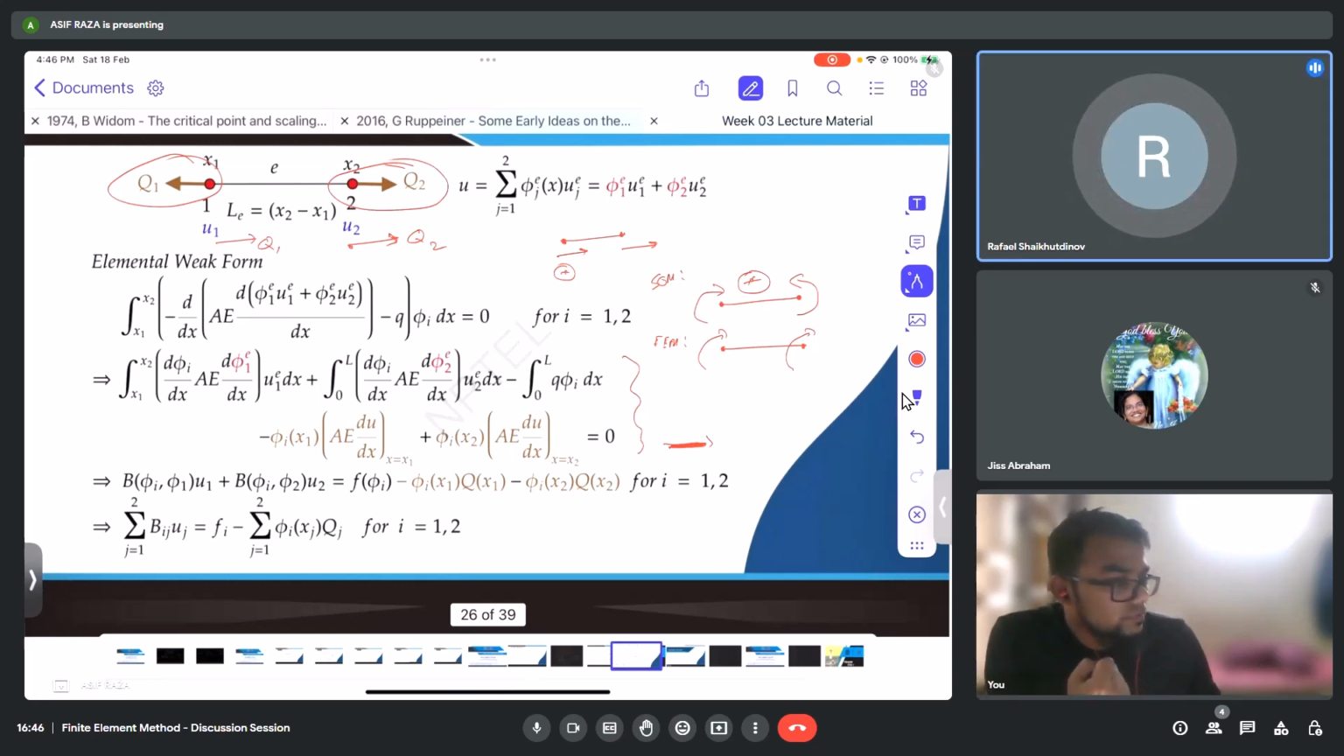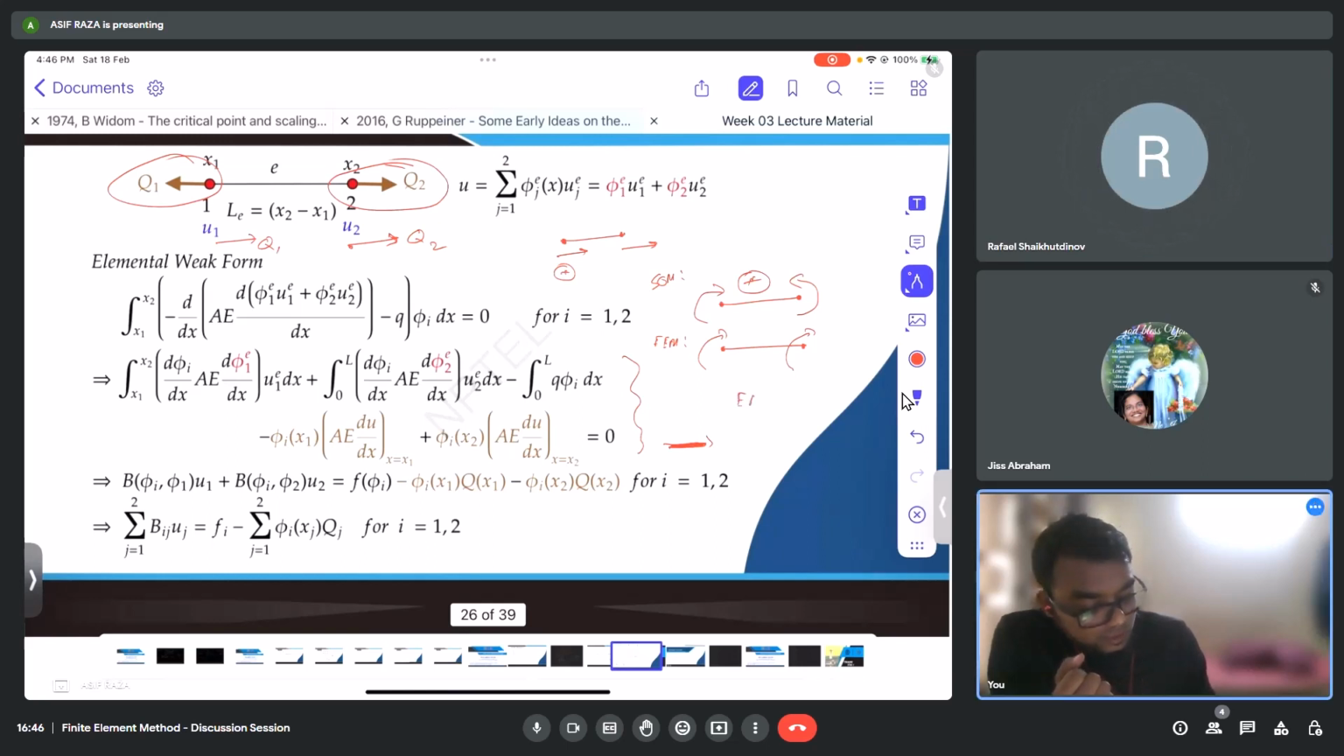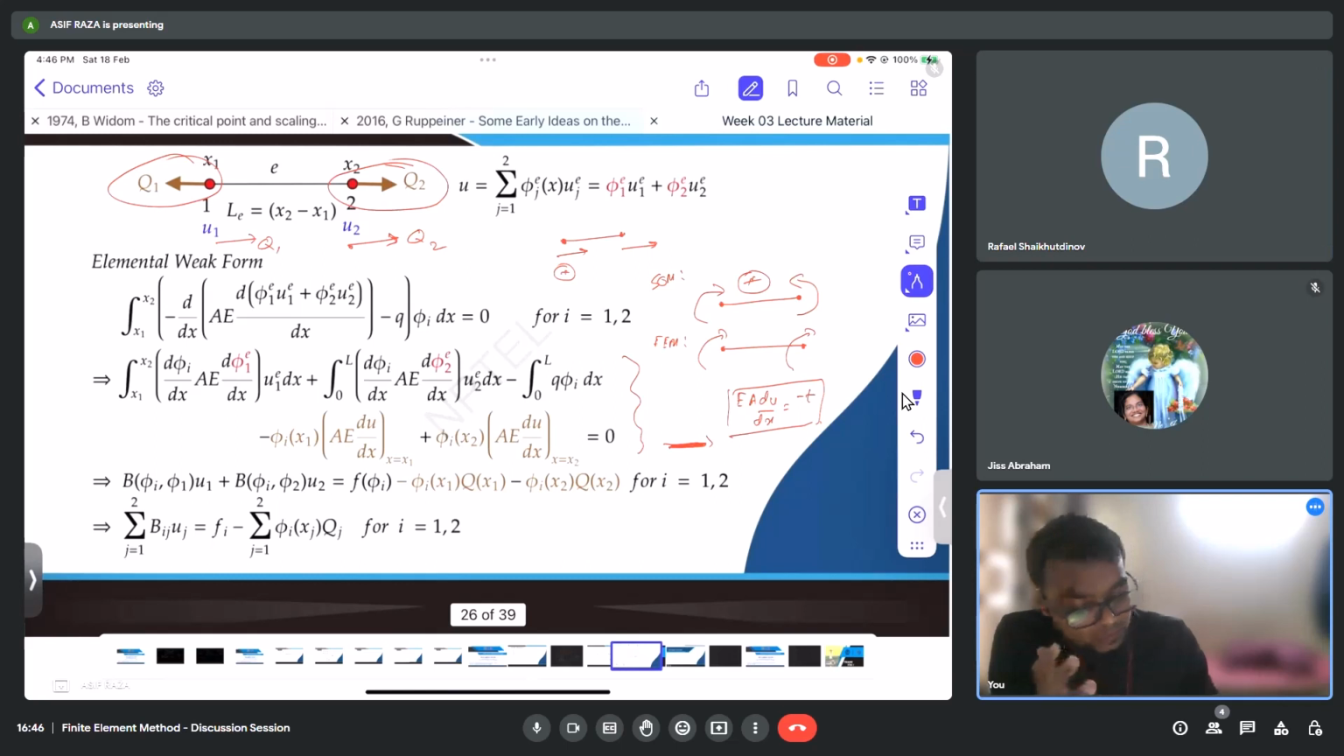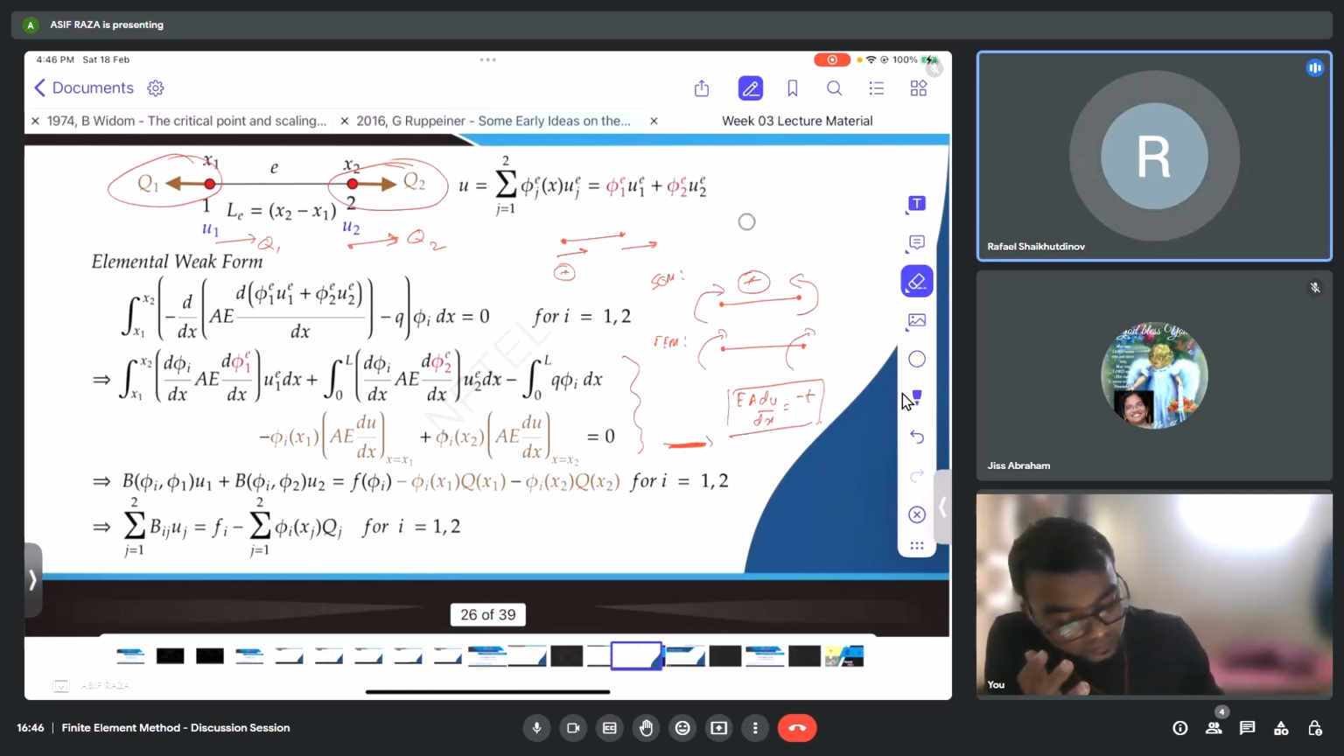Yes, if you say that it is a convention, but now, if it is a convention, do you know this formula, EA du/dx is equal to minus traction? EA du by dx is equal to minus traction. Do you know this formula?